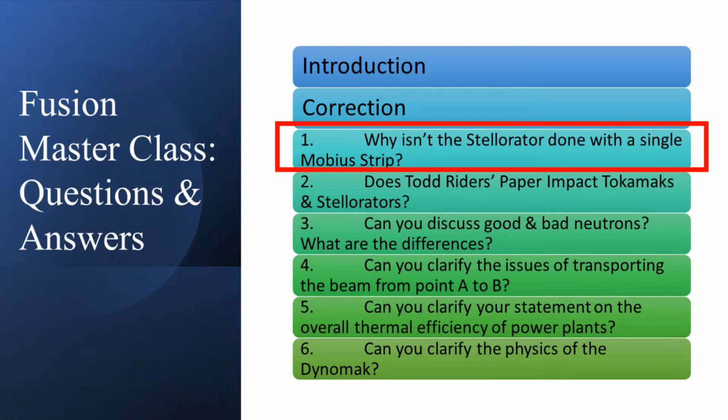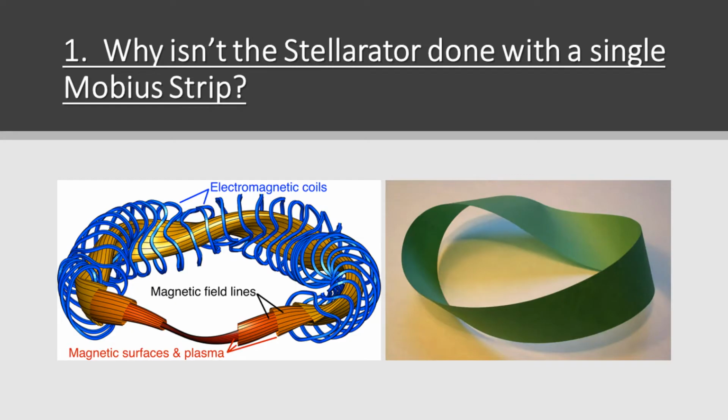The first one was, why isn't there a Mobius strip single-turn Stellarator design? It seems like that would be the simplest geometry because it gets the plasma to turn over and over and spend equal amounts of time turning left and right. So the Stellarator itself is an optimization problem.